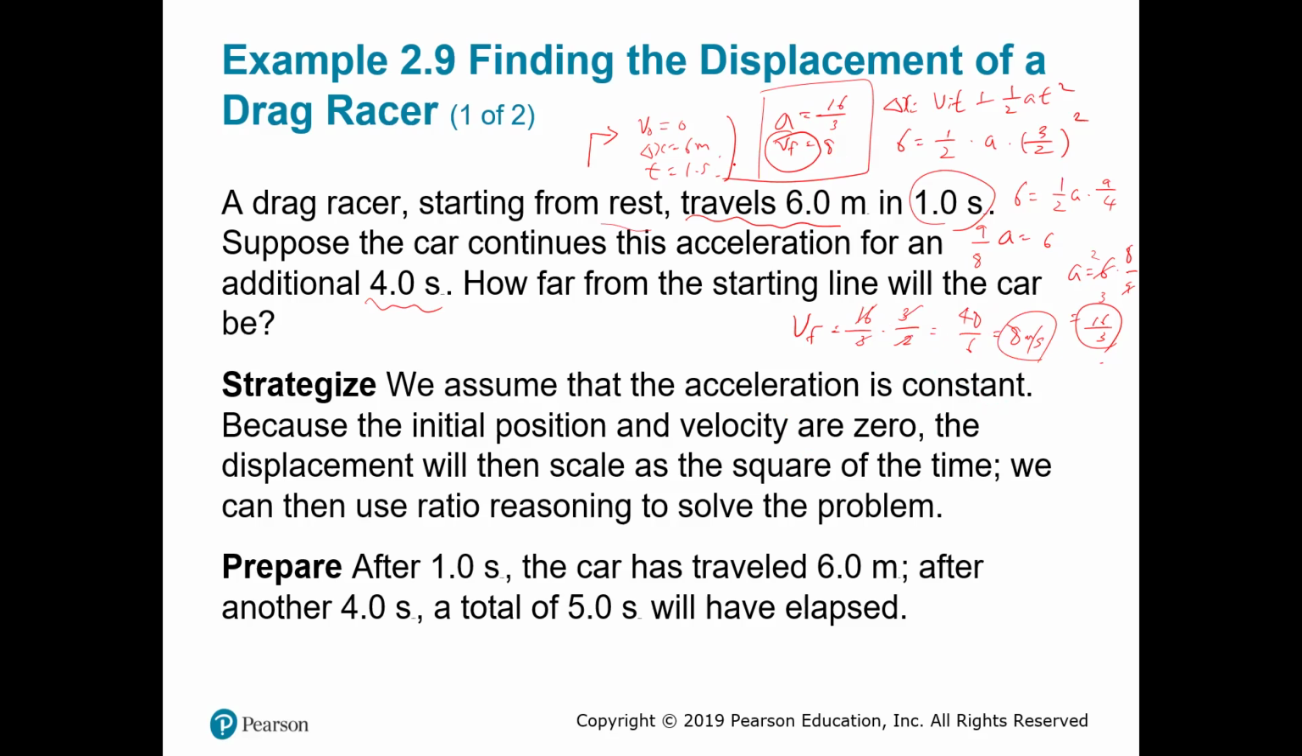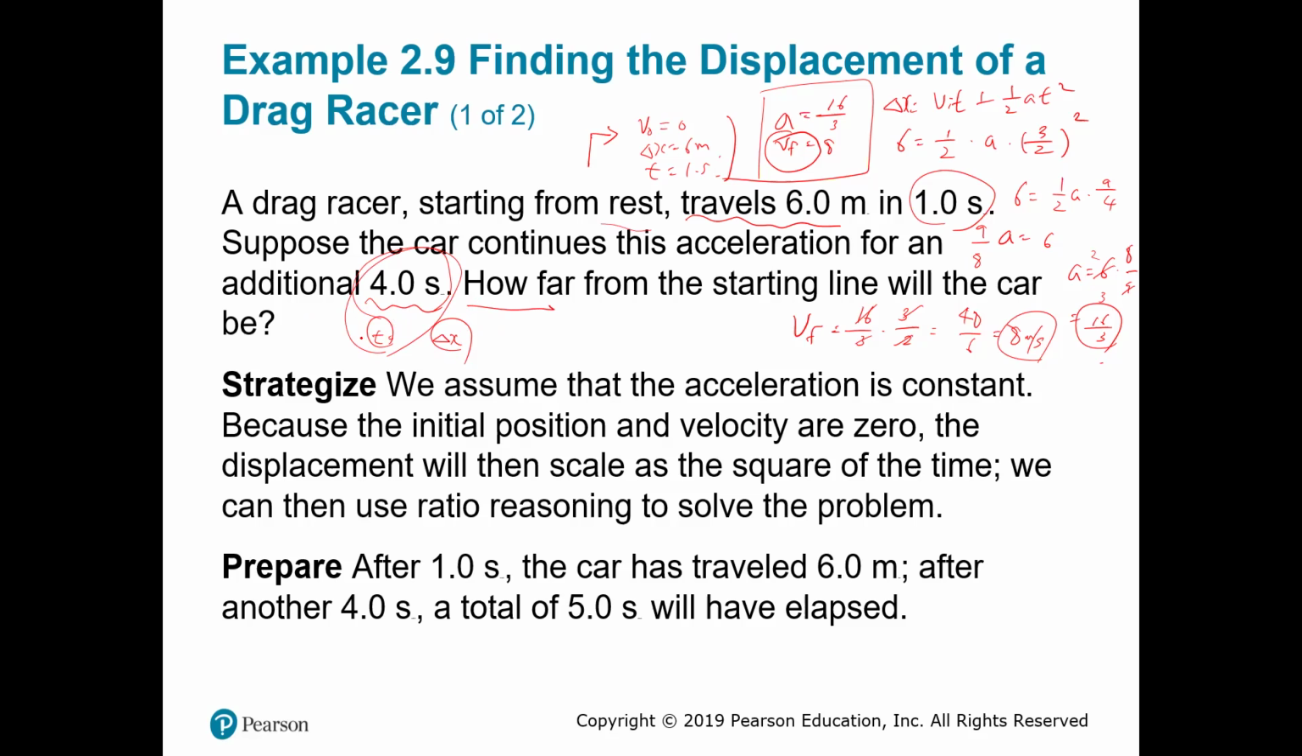And then now the car continues this acceleration for an additional 4 seconds. So now this is our t. This is again our first variable. And then we are looking for delta x, right? And because we now only have a and t, we must have 2 more variables, right? What are these 2 more variables?